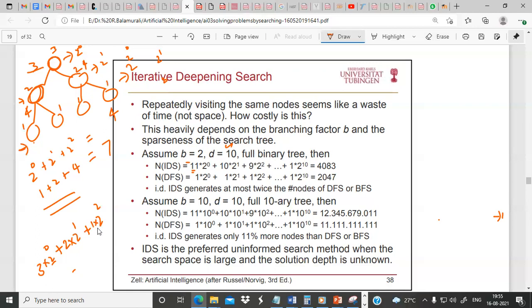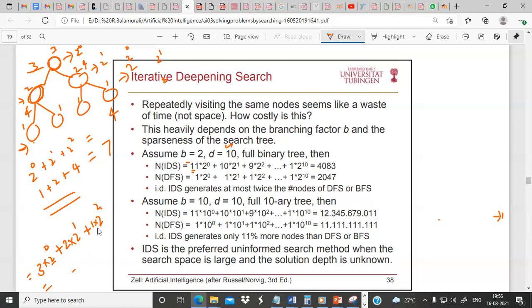So that we can identify like this. The nodes at the leaf level, at the last level, will be accessed only once. So it is 1 into 2 to the power whatever the depth, plus the next level 2 into 2 to the power whatever the depth, plus the next level 3 into 2 to the power whatever the depth. You continue this process until you reach the root node, which is at 0th level.